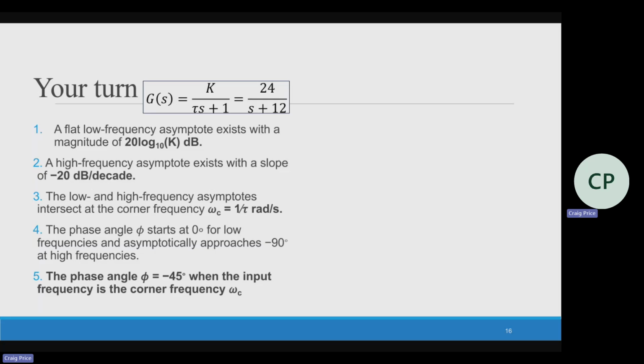So I'll give you some time to work on this, and then we'll see. Once you're done, once you kind of have an idea of what it's going to look like, then you can plot it in MATLAB and just double check that it makes sense.